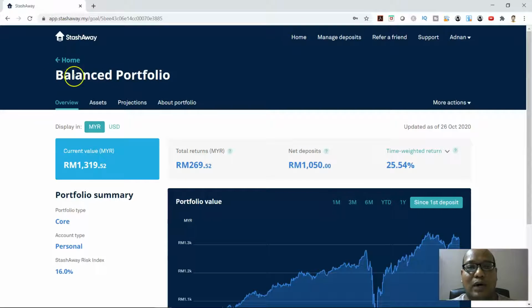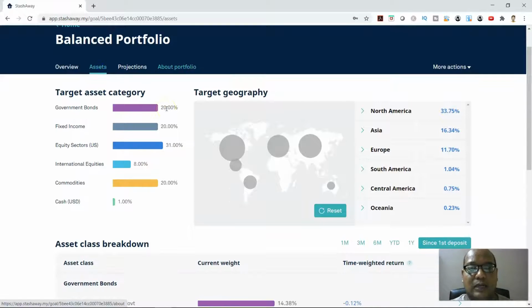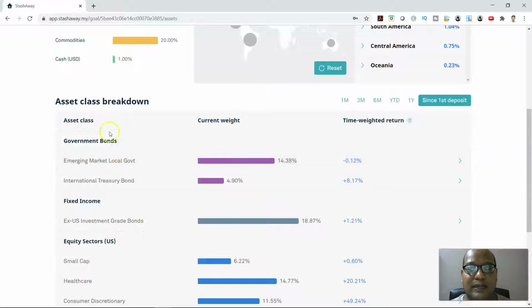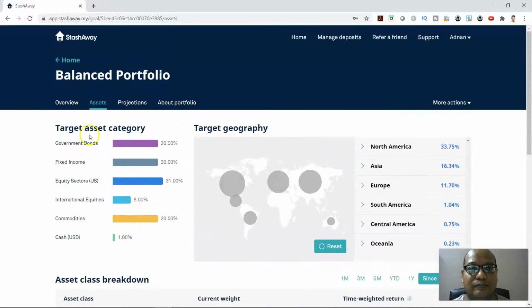With regards to our balanced portfolio, in terms of assets, 20% is invested in government bonds, 20% is invested in fixed income, and 31% is invested in US equities. To further break this down, in terms of government bonds, it invests in emerging markets, and so on and so forth.